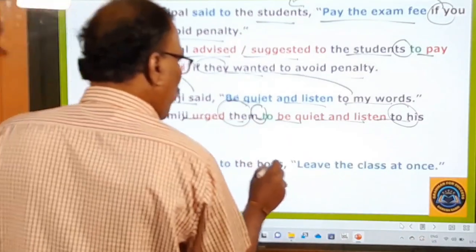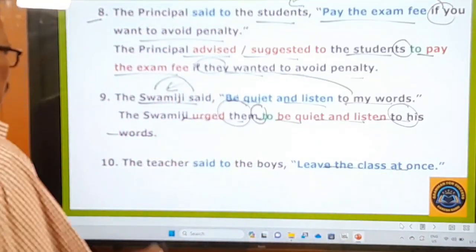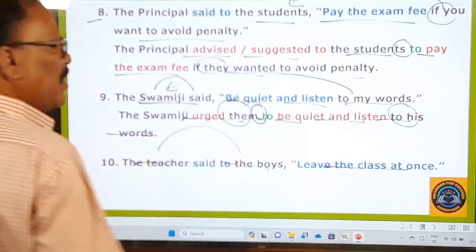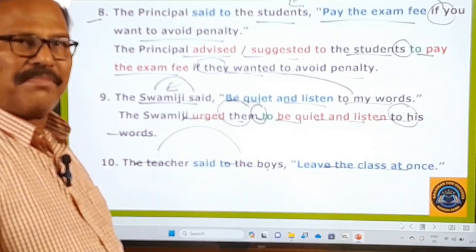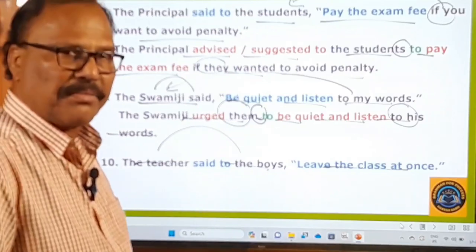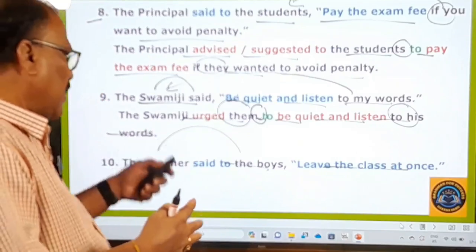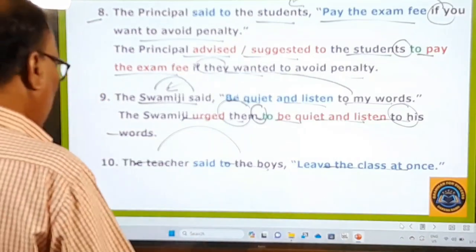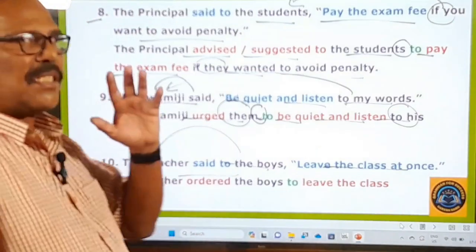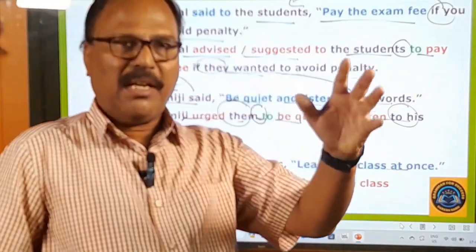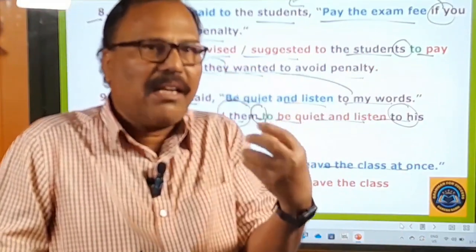The teacher said to the boys, leave the class at once. The teacher is saying these words to the boys. How does the teacher say these words to the boys? Leave the class at once. That means somewhat angrily, somewhat in a fit of rage, she must have said these words. That's why you have to say like this: the teacher ordered the boys, because when you say something to somebody in a harsh manner or angrily, then it will be a kind of order.